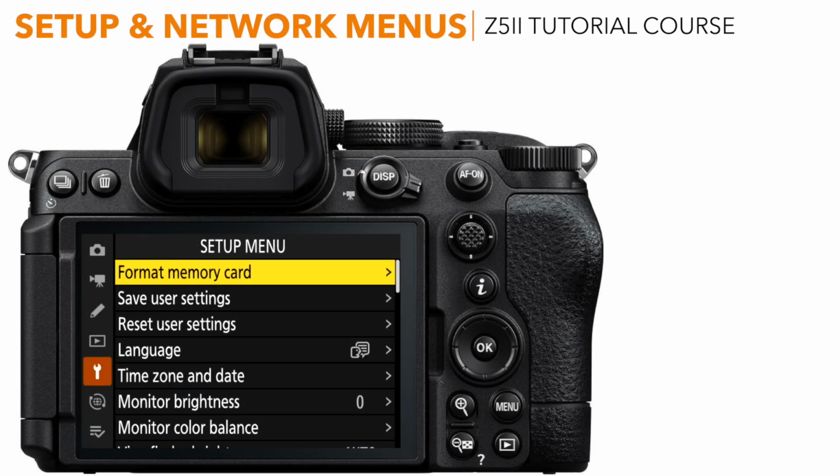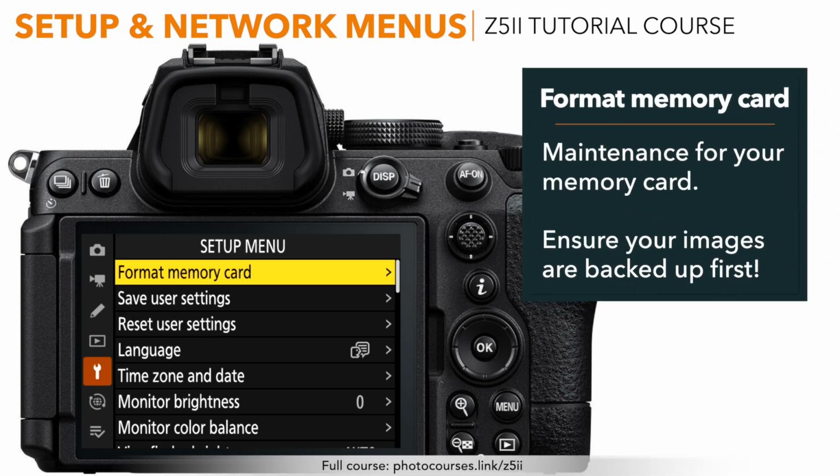Here it is, the Nikon Z5II Setup and Network Menu tutorial. And the first menu that we're going to look at is the Setup menu. So press the menu button, go down to that wrench icon, and now you're in the camera setup menu.